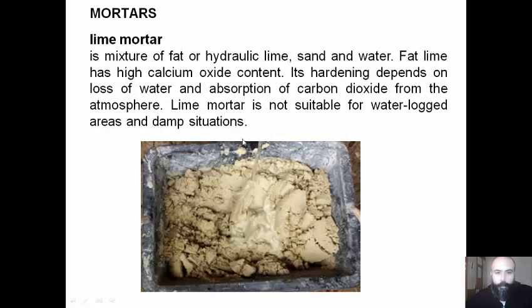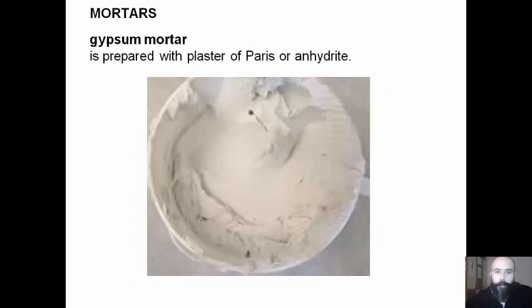Lime mortar is a mixture of fat or hydraulic lime, sand, and water. Fat lime has high calcium oxide content. Its hardening depends on loss of water and absorption of carbon dioxide from the atmosphere. Lime mortar is not suitable for waterlogged areas and damp situations. Gypsum mortar is prepared with plaster of Paris or anhydrite.